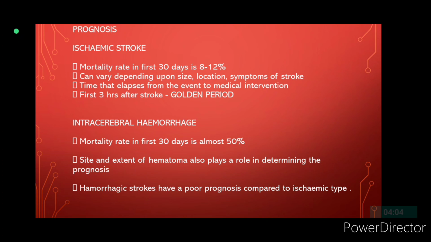Intracerebral hemorrhage: mortality rate in first 30 days is almost 50%. Site and extent of hematoma also play a role in determining the prognosis. Hemorrhagic strokes have a poor prognosis compared to ischemic type.